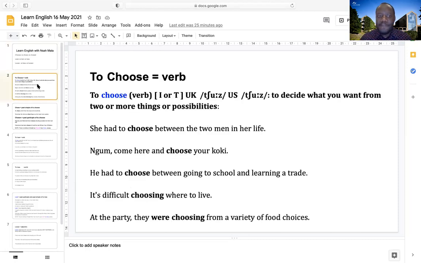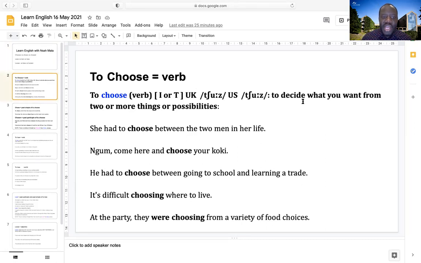To choose, remember it has double O. To choose is a verb, and it means to decide what you want from two or more things or possibilities.